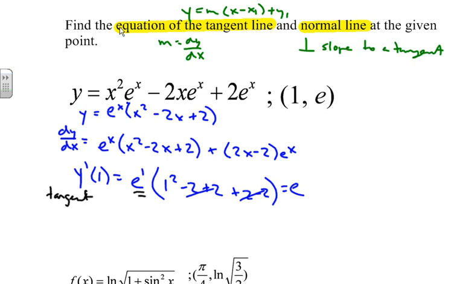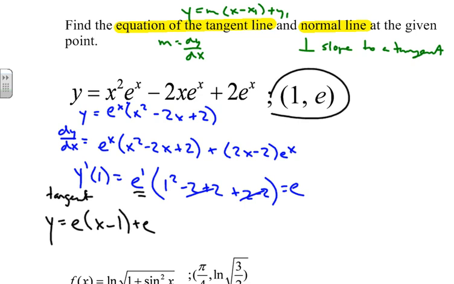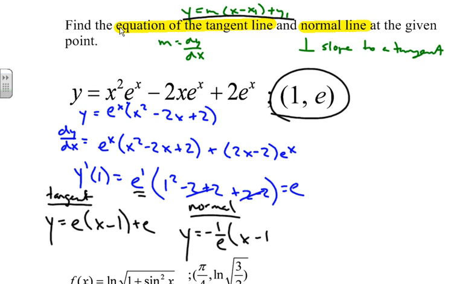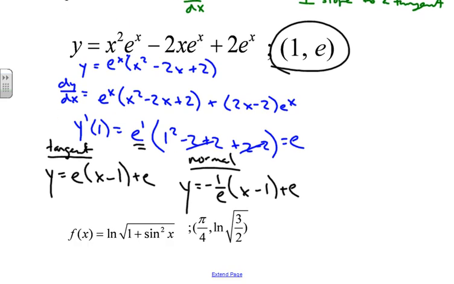So from here, I can find my tangent, because now I have my slope. I'm going to go y equals e times the quantity x minus 1, plus e, because I'm going to use my point right here and point-slope form, which I stated up there. And my normal is simply going to be perpendicular to that. Perpendicular means we're going to have opposite reciprocal slopes. So we're going to have the opposite of 1 over e, times the quantity x minus 1, plus e. And that's my normal.